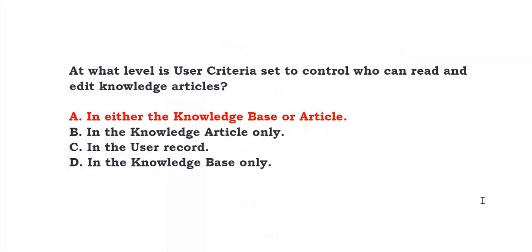Our question is, at what level is user criteria set to control who can read and edit knowledge articles? Option A, in either the knowledge base or article. Option B, in the knowledge article only. Option C, in the user record. And option D, in the knowledge base only. Correct answer is option A.